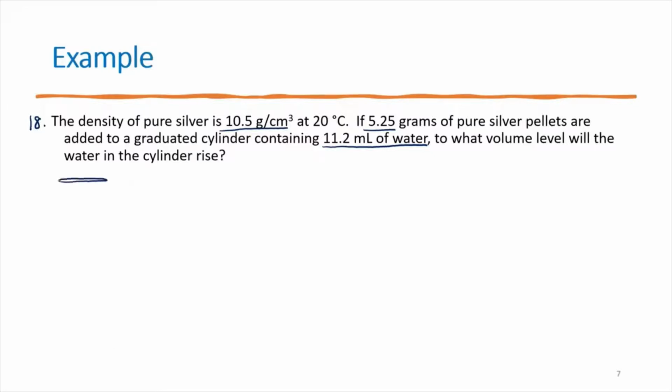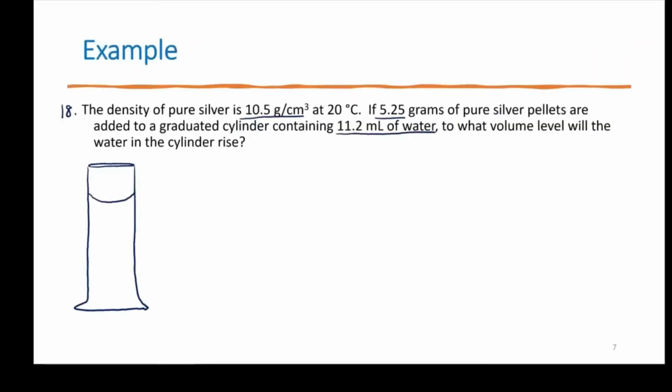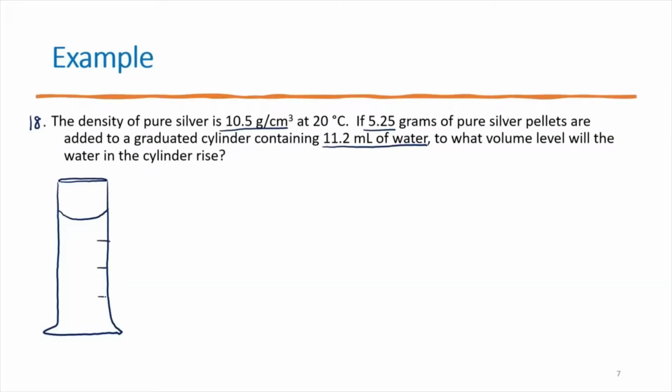So you've got a graduated cylinder here. And you've got some volume in it. And graduated cylinders are just that. They're graduated. They have lines on them telling us different volumes. Let's say our volume is actually down here, so it's easier to draw where I'm at. We're going to put into here 5.25 grams of silver pellets.